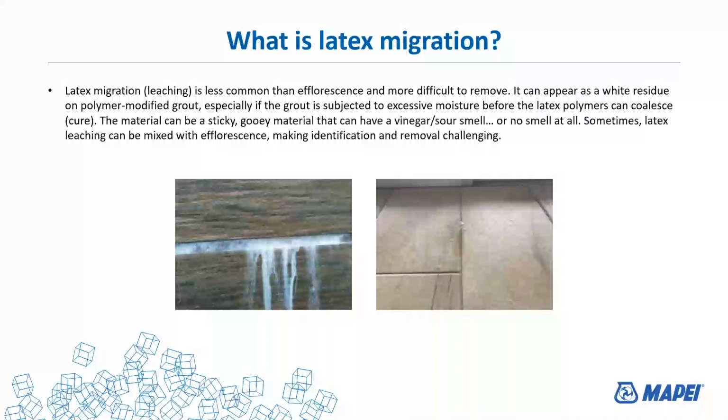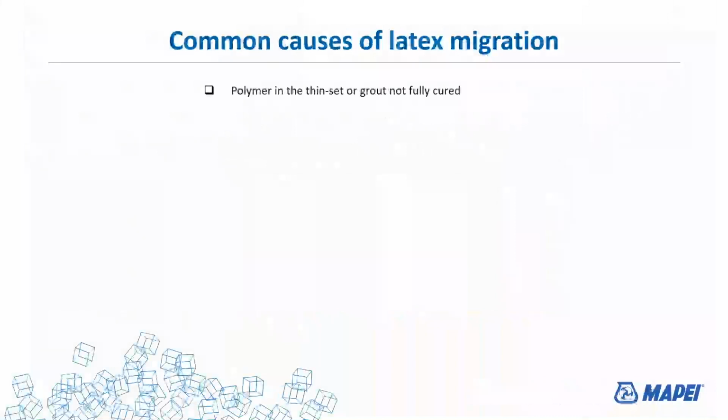Common causes: polymer in the thin set or grout that's not thoroughly cured because there was a little bit of rushing going on in the situation. Water leaks, broken pipes, bad flashing. Rain coming in immediately before or shortly after grouting is another issue. Sprinklers coming on in exterior applications can be an issue. Areas that have poor drainage.